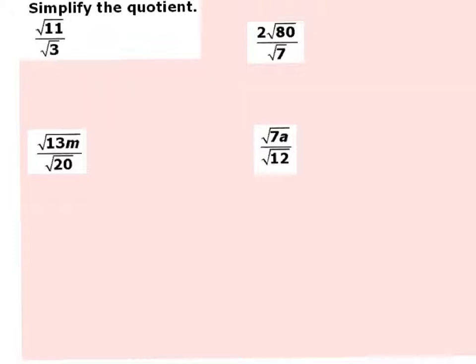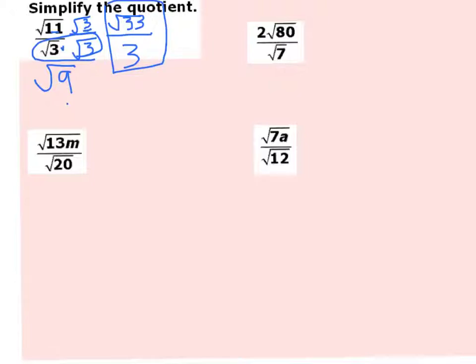So what I'm going to do is multiply the bottom by square root 3 and the top by square root 3. When I multiply the top by square root 3, I get the square root of 33, because 3 times 11. Here I get the square root of 9, but the square root of 9 can be simplified, and the square root of 9 is 3. Here's my answer. I cannot reduce this, even though it looks like I can. I cannot, because this is a radical, or radicand, and this is not.